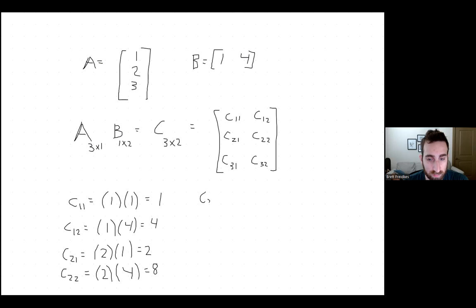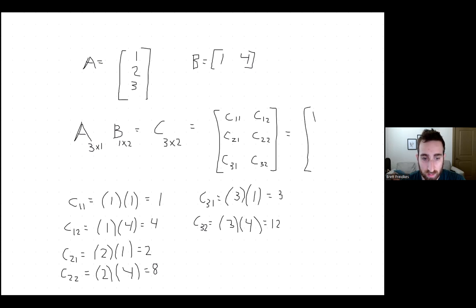We've got 2 more. C31 is the third row of A, which is a 3, by the first column of B, that's a 1. And then C32 is the third row of A, which is a 3, times the second column of B, which is a 4. That gives us 12. So if we put this all together, it's 1, 4, 2, 8, 3, 12.